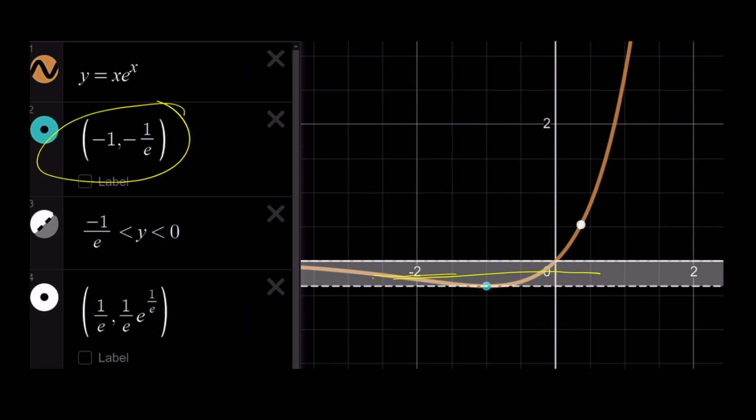But our value, which is this one here, is actually greater than that. Therefore, we're going to have a single solution, which means x equals 1 over e is the only solution to our equation. And this brings us to the end of this video.